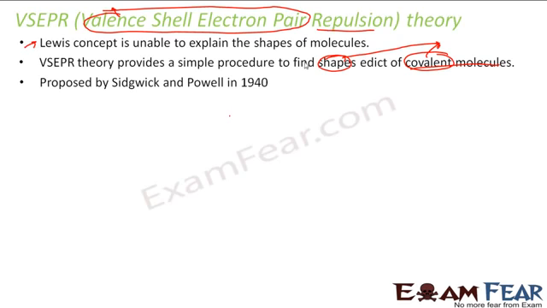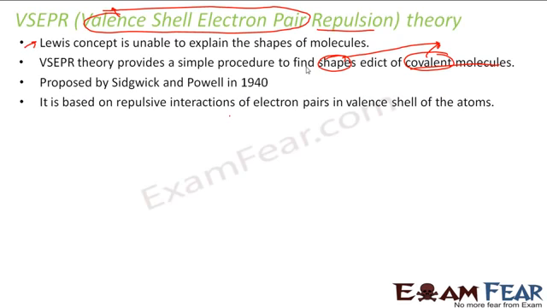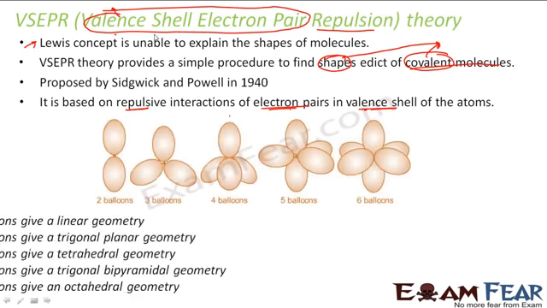It was proposed in 1940, and it is based on the repulsive interaction of electron pairs in the valence shell. So if you see the three key words, electron pairs, valence shell, and repulsive, that is what makes this theory. So we have some valence shell electron pairs and they repel. With that we have the valence shell electron pair repulsion theory.